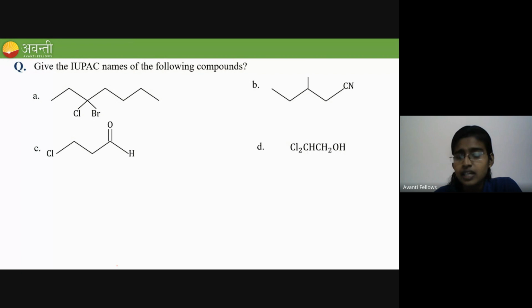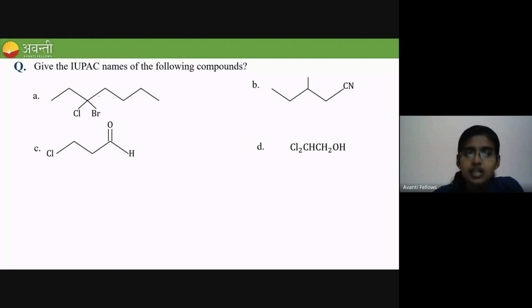Heptane is correct. But once again, you check the number. Yeah, good. Correct, it is 3-bromo. Okay, no problem. Rashmi is correct now. 3-bromo, 3-chloroheptane. So we have to find out the parent chain.